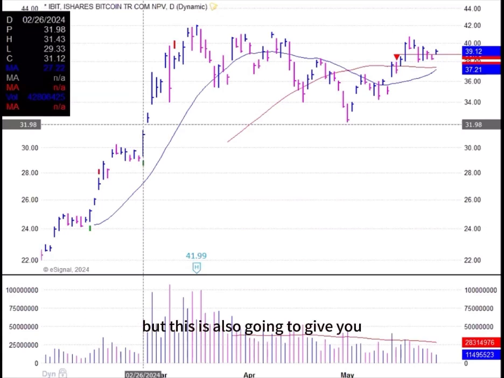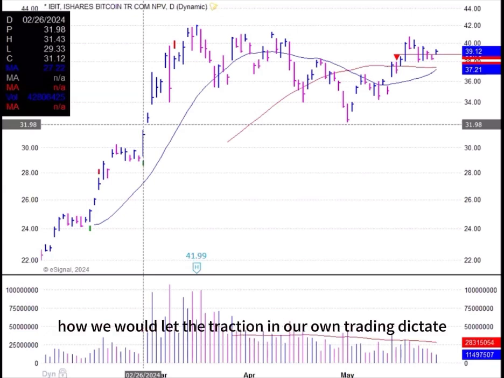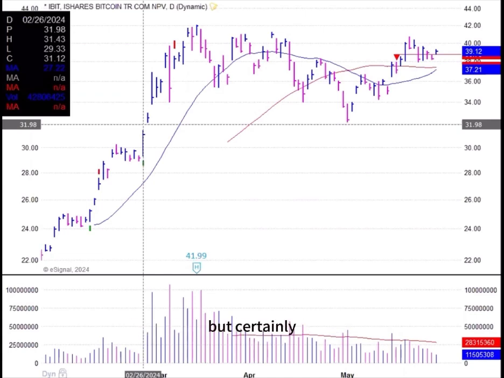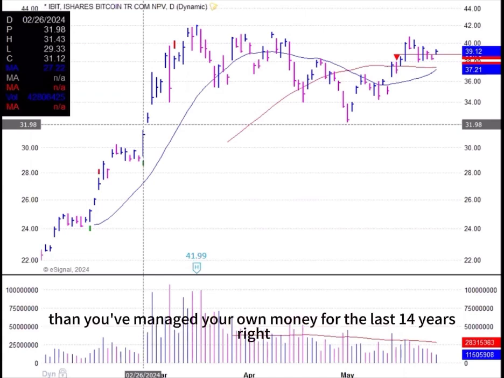But this is also going to give you, I think, a portal into seeing how we would let the traction in our own trading dictate, as opposed to even the market conditions. I don't know if Mark and Brandon, you guys want to comment on that, but certainly this is no different than how you've managed your own money for the last 14 years, right?